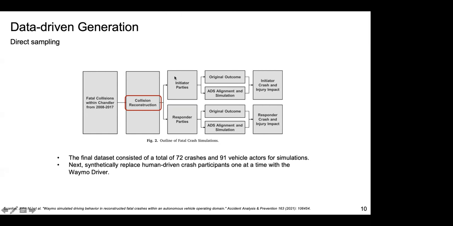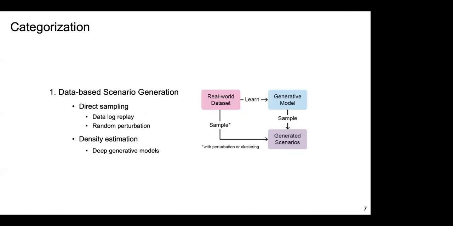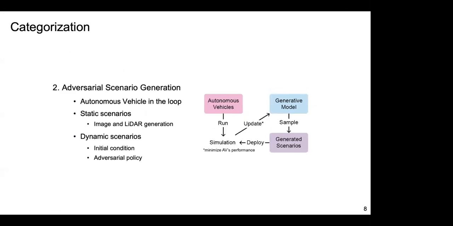Oh, yeah, hi. In the adversarial scenario generation, there's a sentence called minimize the AV's performance. Can you be more specific on that sentence? What's the specific meaning of minimizing the autonomous vehicle's performance?